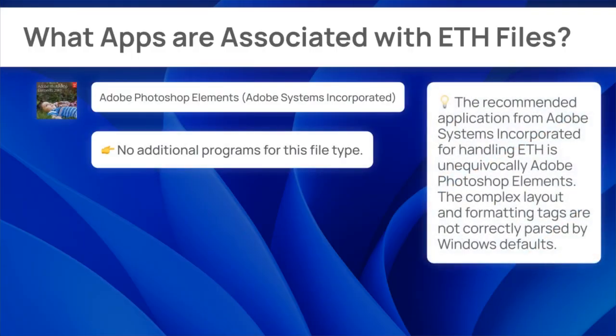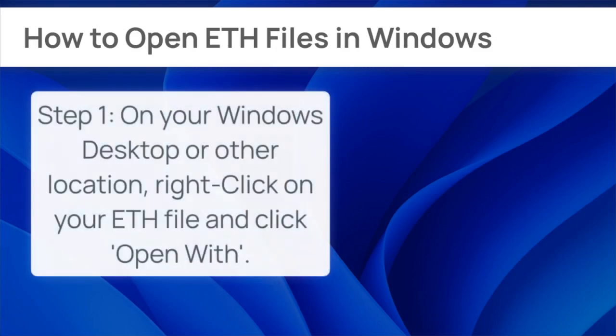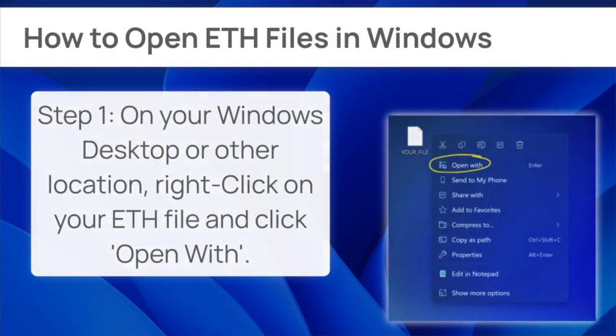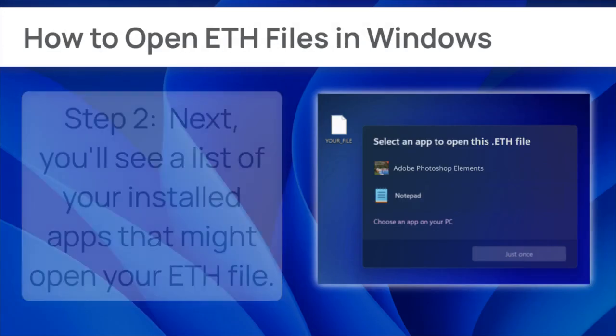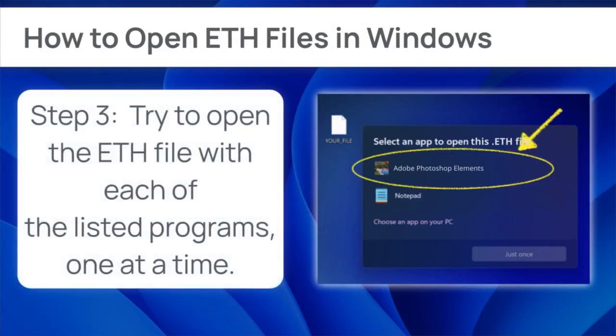Full control over the file's proprietary features requires a dedicated application. Windows previews flattened output only, leaving full editing to design software. Your essential first move: right-click the ETH file and choose Open With. If Adobe Photoshop Elements is on your system, select it. If not, choose another program. We must find the app that recognizes the format.